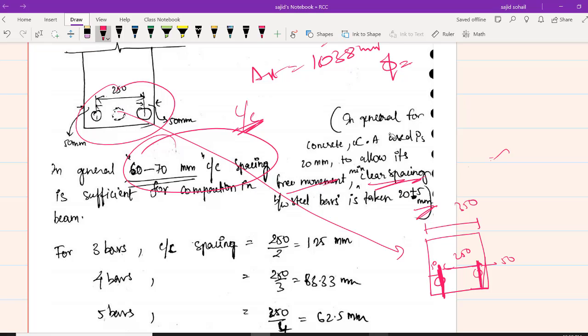Now it is up to you how many bars you want to provide. You can provide 3 bars, 4 bars, 5 bars, but you have a space of 250 mm. Remember this properly. So how many bars can you provide?